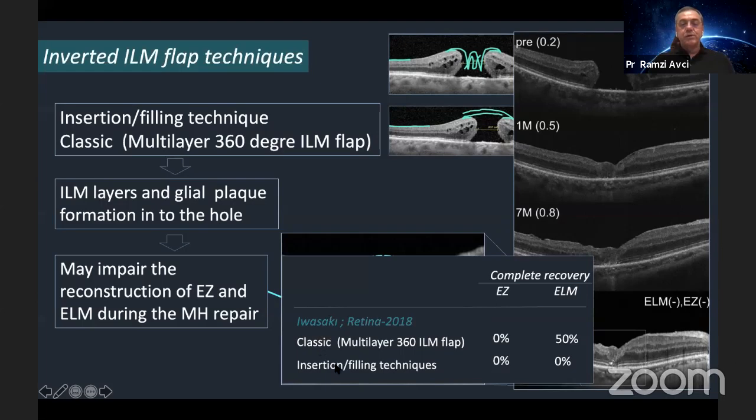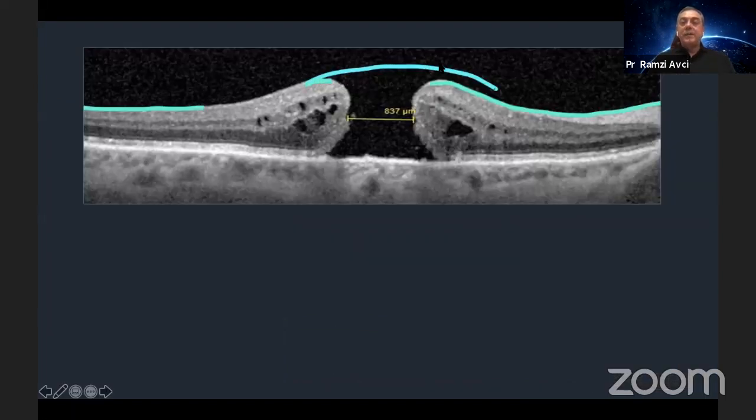So Iwasaki also reported that the insertion peeling technique shows no recovery of the ellipsoid zone and external limiting membrane, despite the high anatomic closure rate. In a single layer, usually we cover the macula with a single layer, then this area is kept free. This creates a breach between the edge of the hole, also provides a vitreous-free medium into the hole, and also determines the front limit of glial proliferation.